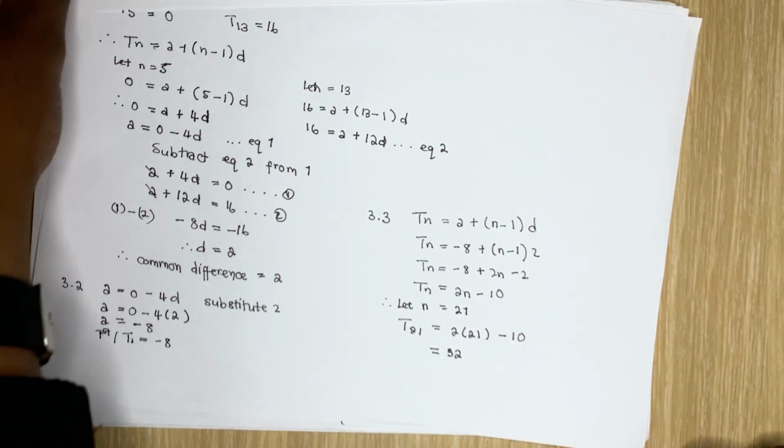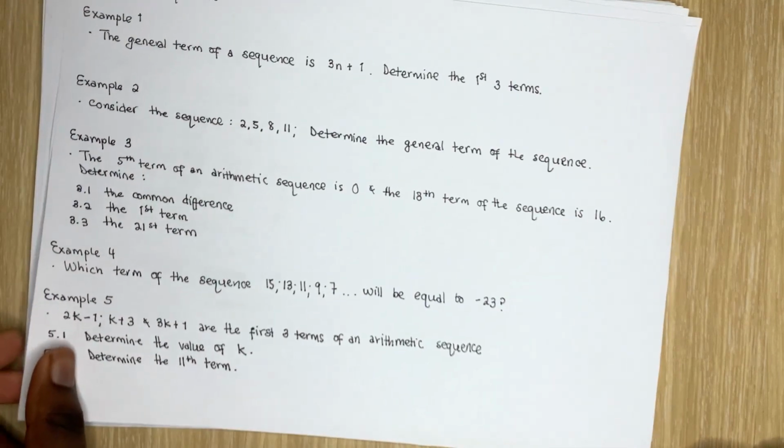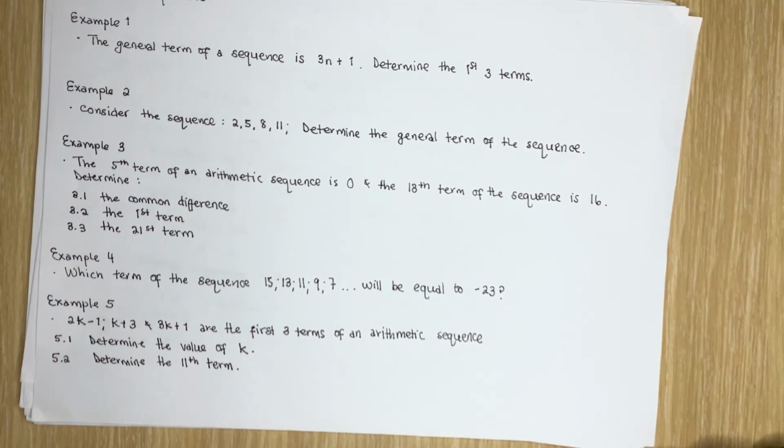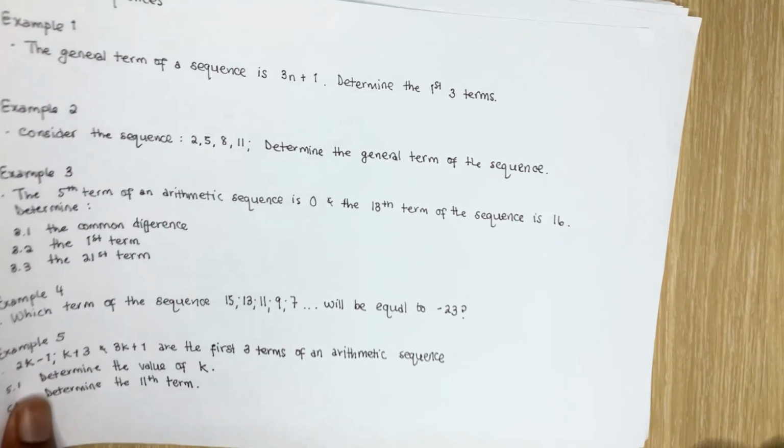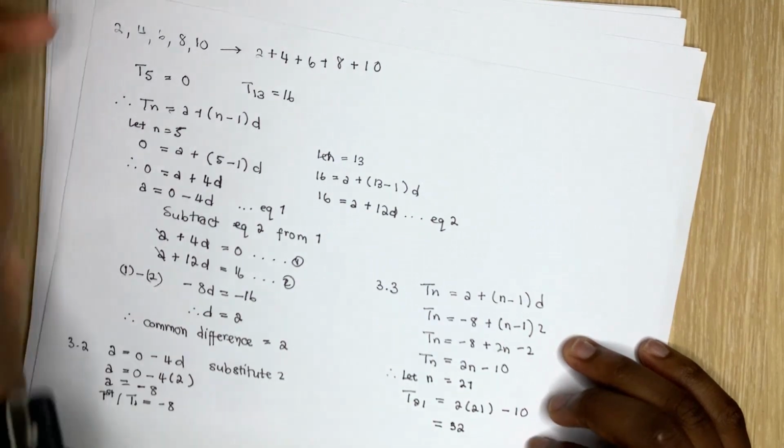So moving forward, for the example, the second from last: which term of the sequence 15, 13, 11, 9, and 7 will be equal to negative 23? Okay, so in this question, what they're trying to ask us is to determine the value of n. Okay, so how do we go about that?